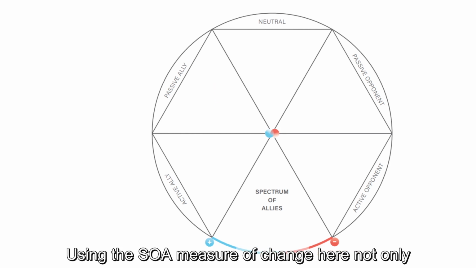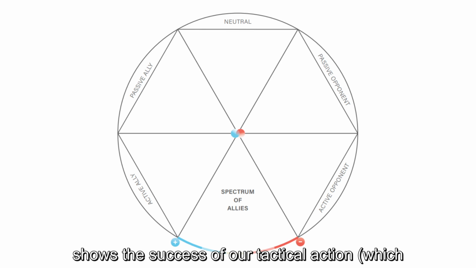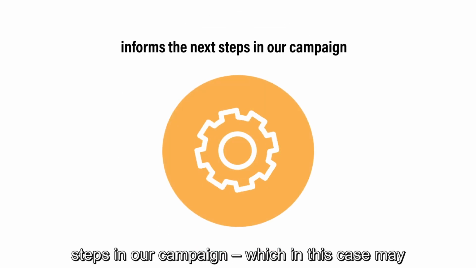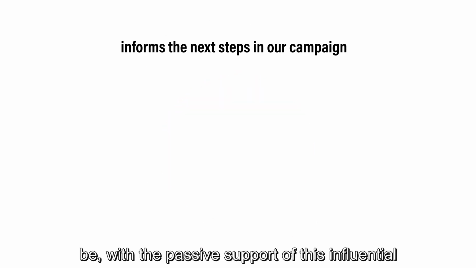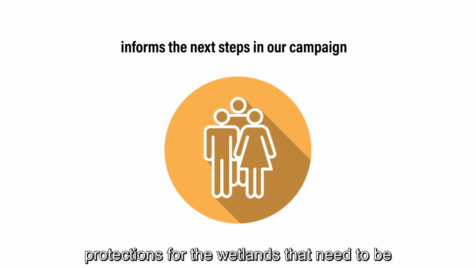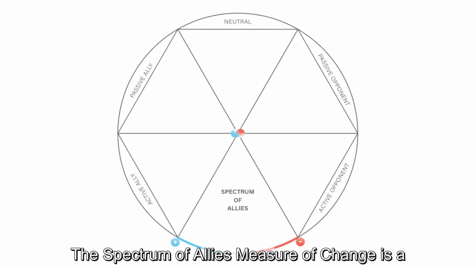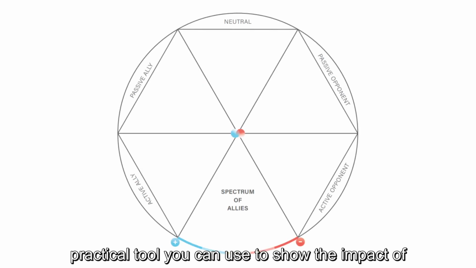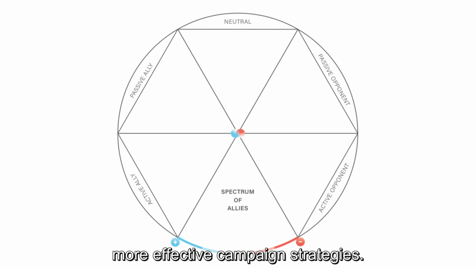Using the Spectrum of Allies Measure of Change here not only shows the success of our tactical action, which is so important, but it also informs the next steps in our campaign, which in this case may be, with the passive support of this influential person, to start advancing some formal protections for the wetlands that need to be approved by this council. The Spectrum of Allies Measure of Change is a practical tool that you can use to show the impact of your campaign and as a resource to develop even more effective campaign strategies.